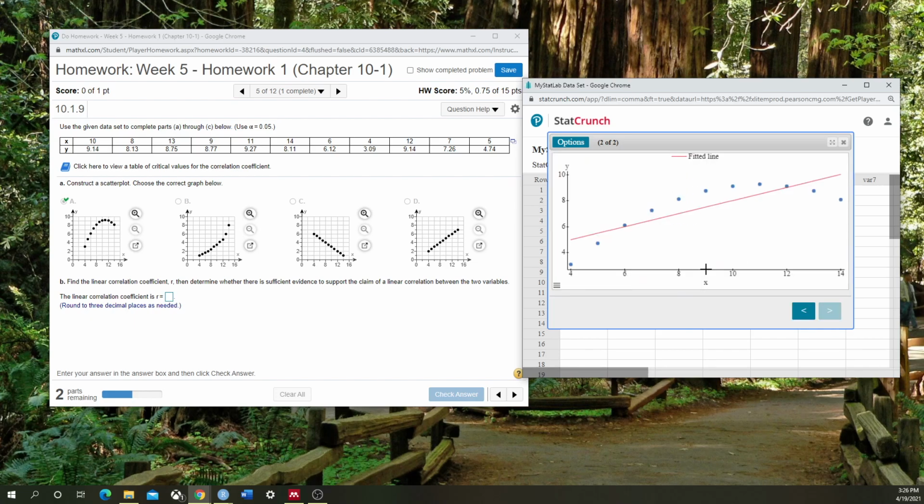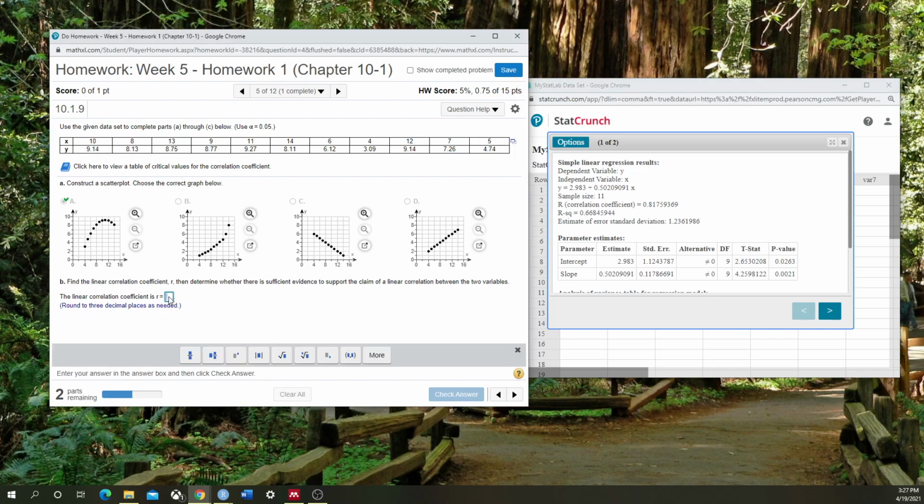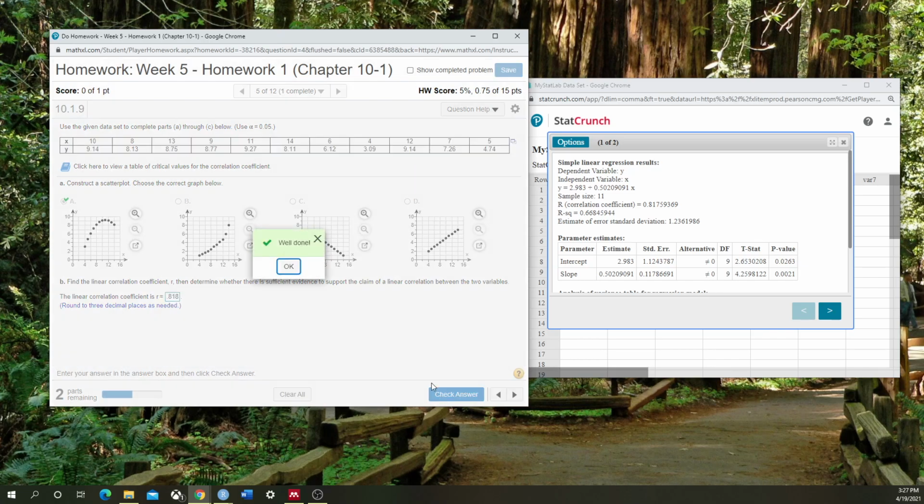Okay, and if I look here, here's my data. The red line is the fitted line of the correlation, but in a correlation, we're just determining if the relationship exists or not. We're not really looking at intercept or slope or anything like that at the moment. Okay, that's in future stuff. So the correlation coefficient, 0.81, round to 3 decimals, 0.818. All right, check my answer there.